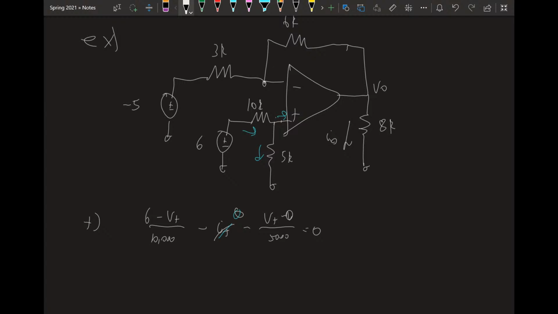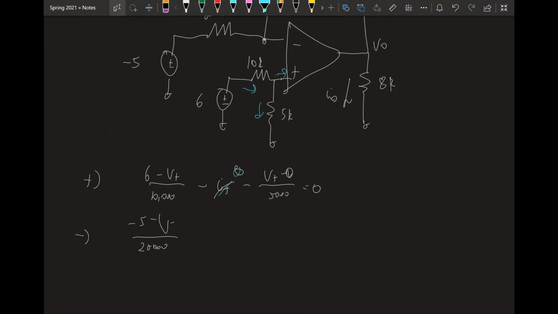The second equation is at the negative terminal. We can say that negative 5 minus V minus over 25k, and this is minus I minus, V plus minus V out over 6,000. I must have mislabeled this. Once again, the golden rule tells us this current is 0.